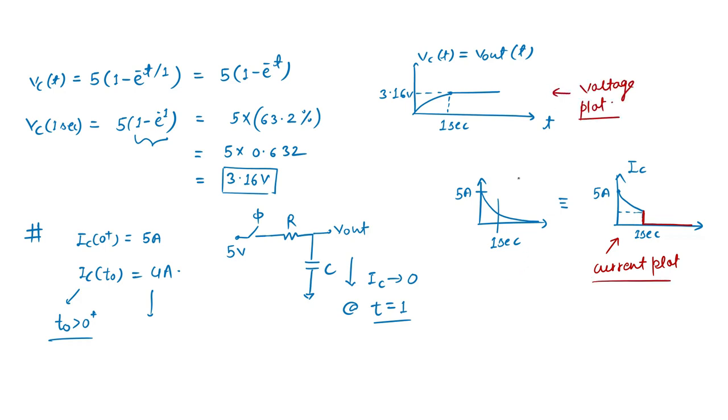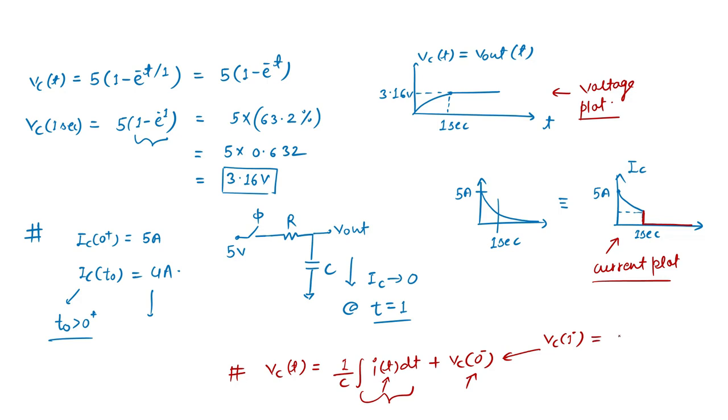This is the voltage plot. When we see the general equation of capacitor charging, it is nothing but 1 upon C integral of i dt plus some Vc at 0 negative, or at any initial time instant. When the current is zero, the integral term will be zero, but Vc stays as a value. In our case, this is the value up to t equal to 1 negative, which reached 3.4 volt.